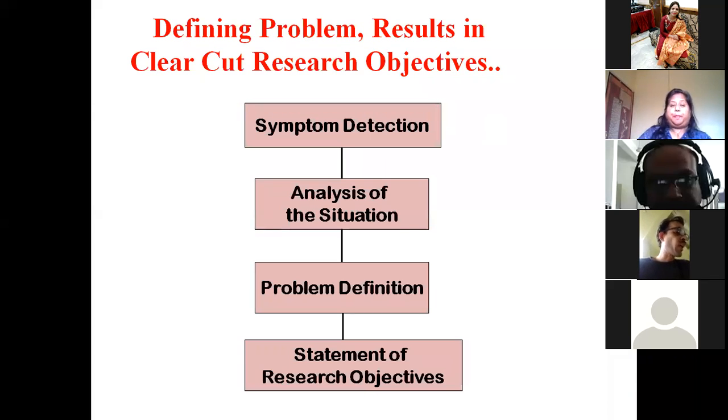Basically, in this lecture, defining the problem, research and clear-cut research objective. Your objective must be clear. For example, if we are talking about a face recognition system, it must be clear-cut to you what type of research we are doing, what type of research we select and what type of problem it is.